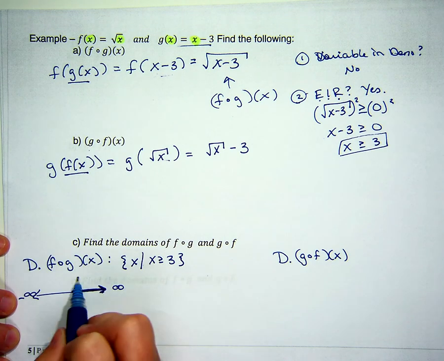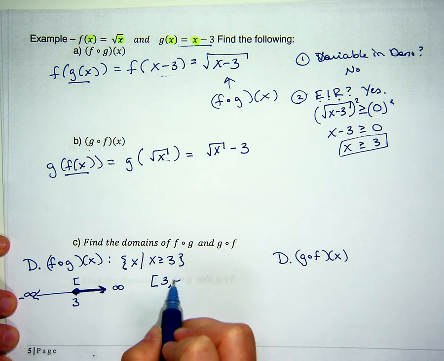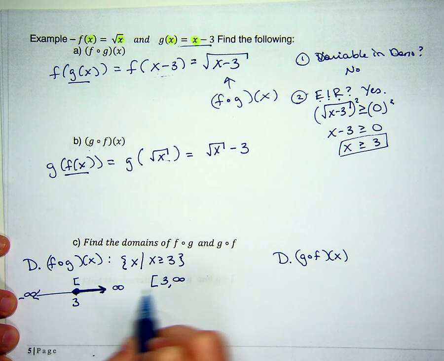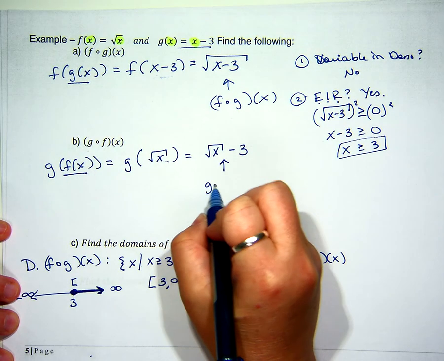So I can see that this is a bracket on the 3. Scroll out to infinity, parenthesis. For the domain of g of f of x, this is your g of f of x.